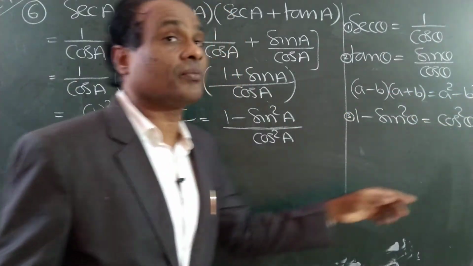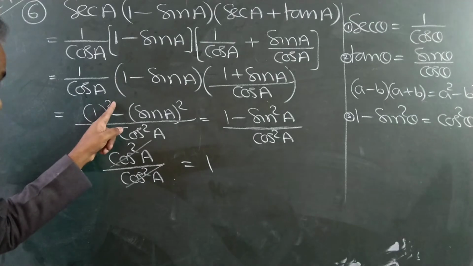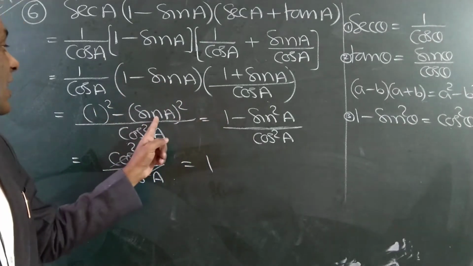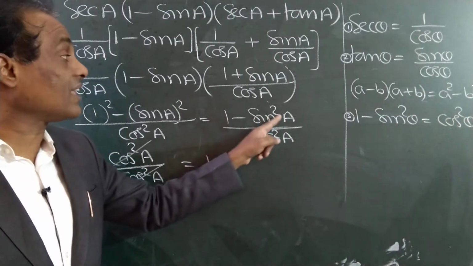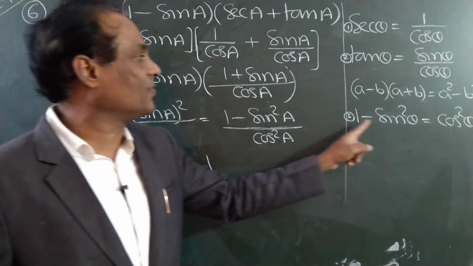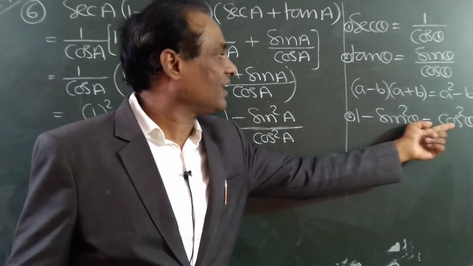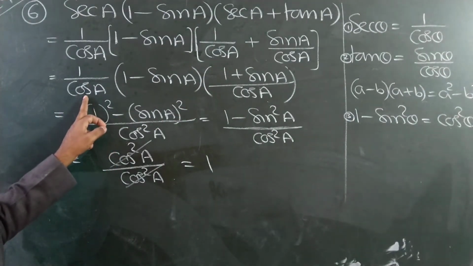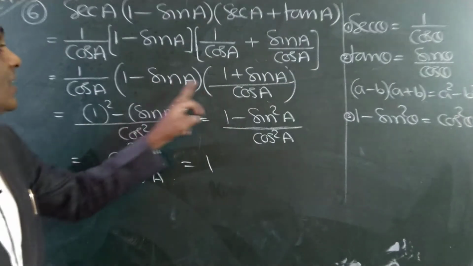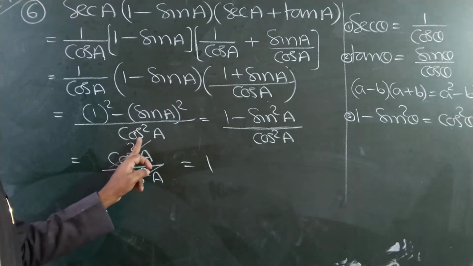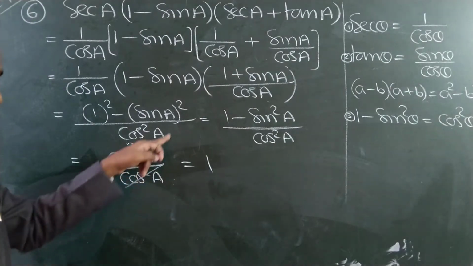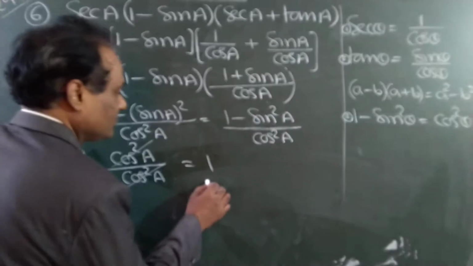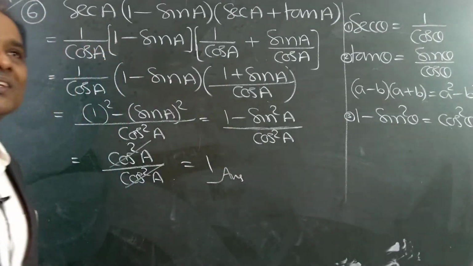A minus B into A plus B is A square minus B square. A square means 1 square, B square means sin square. 1 square is 1. 1 minus sin square is cos square, the third formula. What is the denominator? Here one cos, here also one cos, cos into cos, cos square. So numerator cos square, denominator cos square cancel. One is the answer.